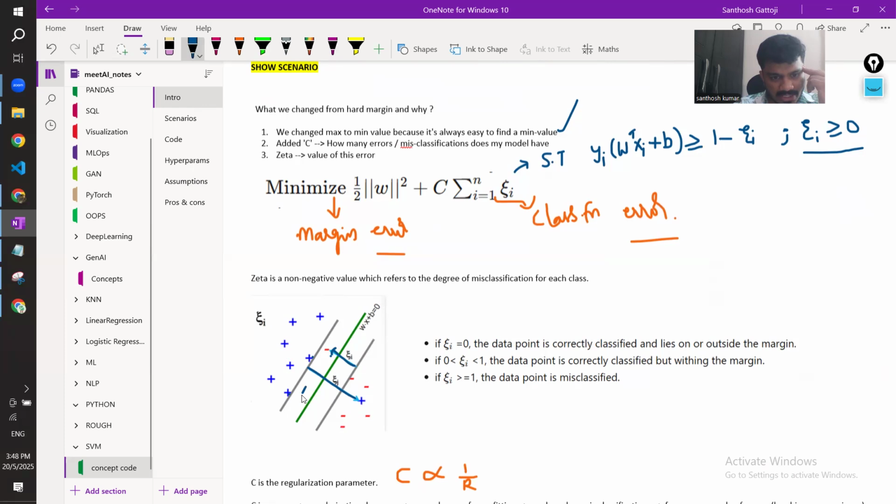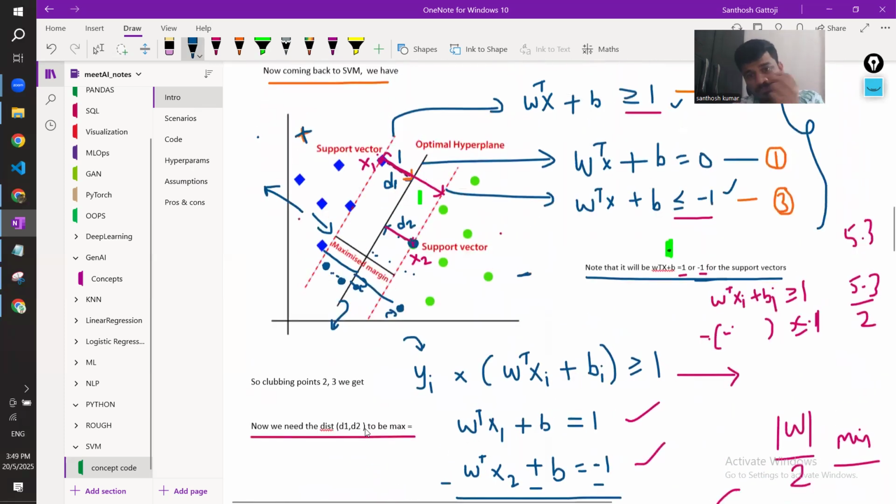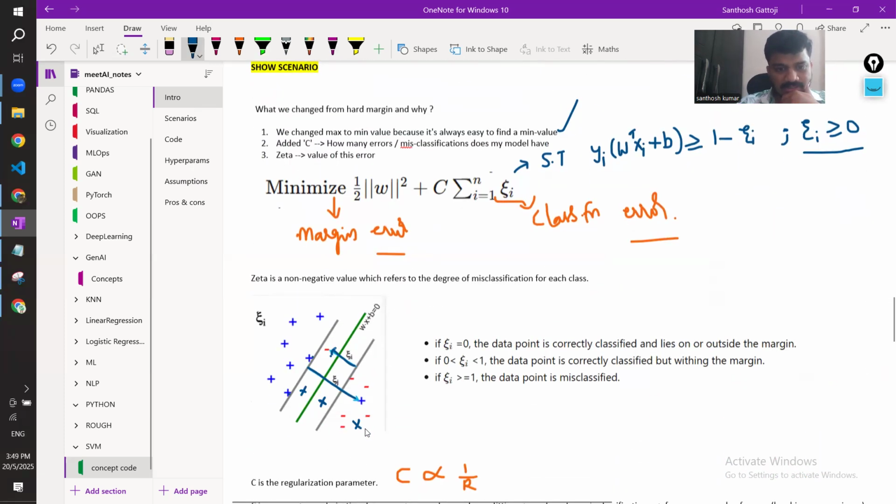Now a blue point could be here. If it is crossing this green line, it is getting misclassified. We will consider that as misclassified, and the degree of misclassification is going to increase. We consider that.